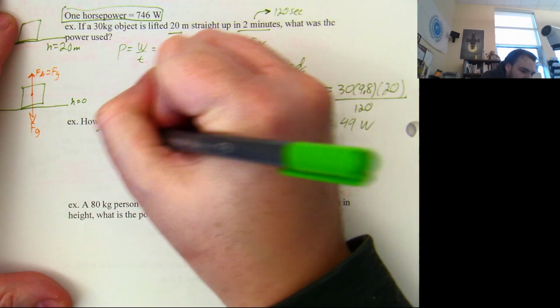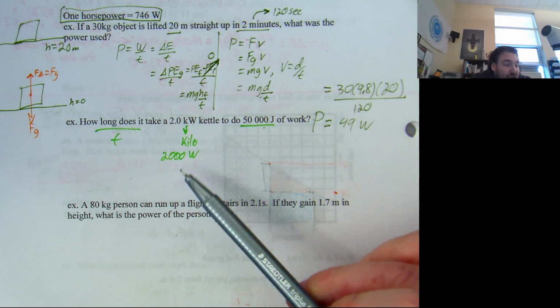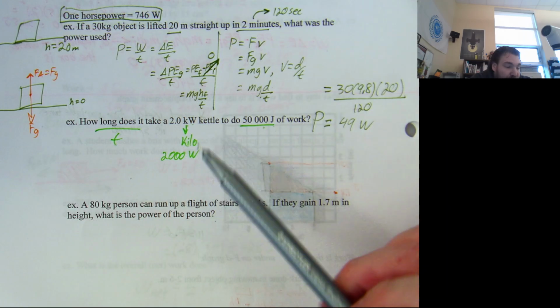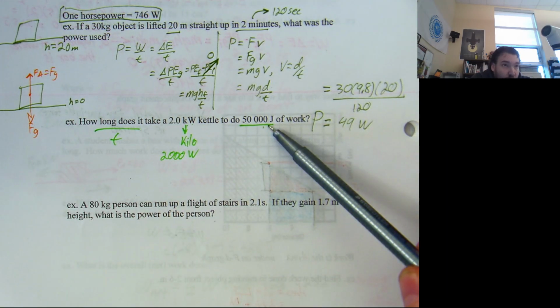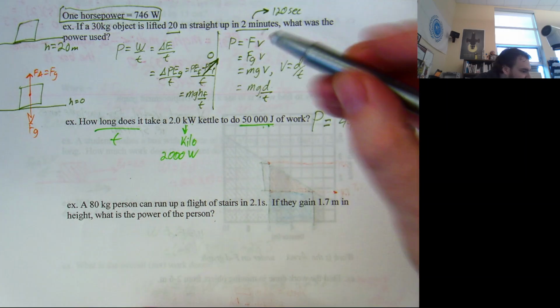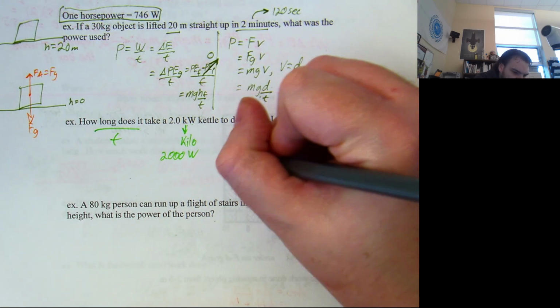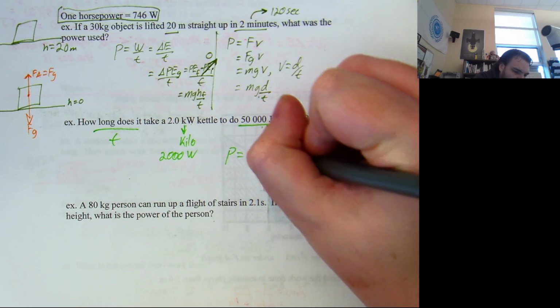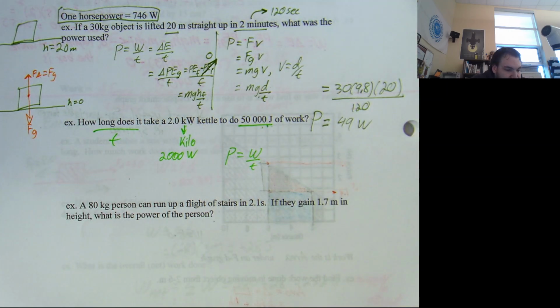We want to know time. We know the power output of the kettle. We know the energy that it's produced. How long does that take? Well, that's relatively easy to find. Power is equal to work divided by time. And we can plug all these values in.